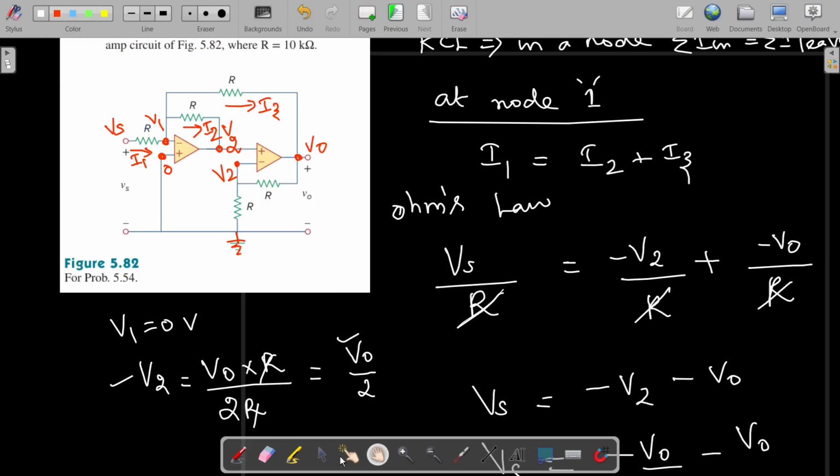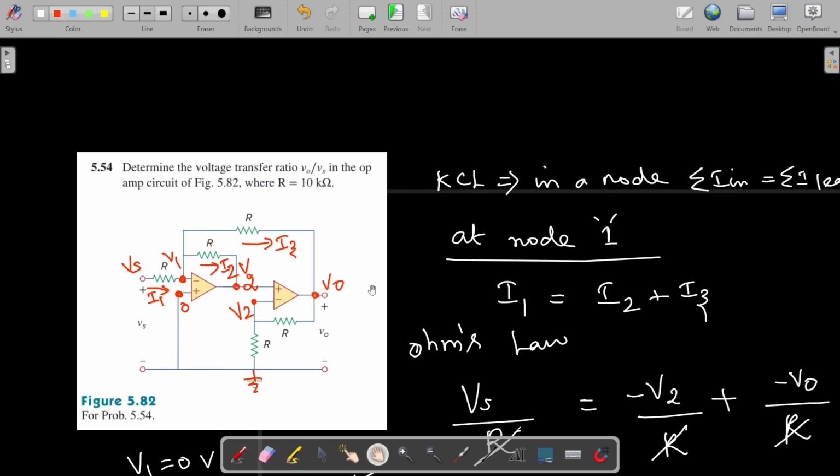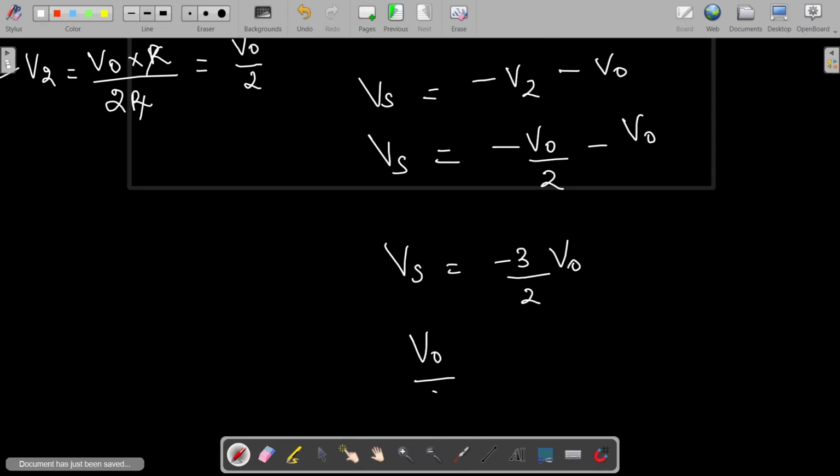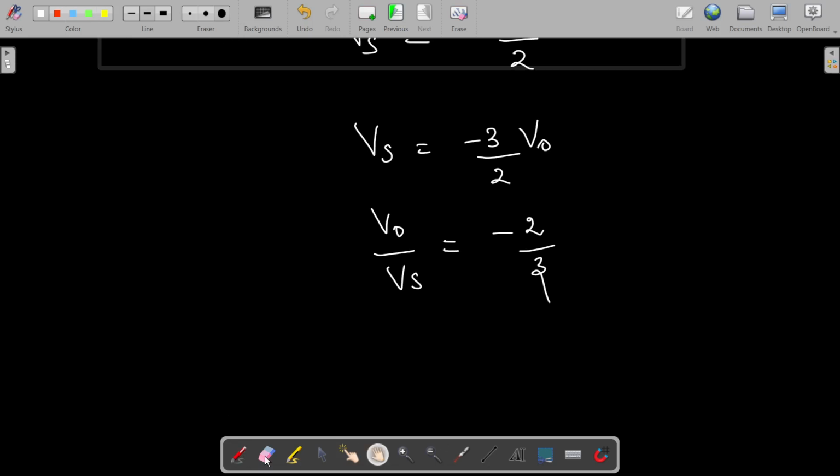But in the problem we are asked to find this V0 by Vs. So V0 by Vs is equal to minus 2 by 3. So this is our answer. This is the voltage transfer ratio.